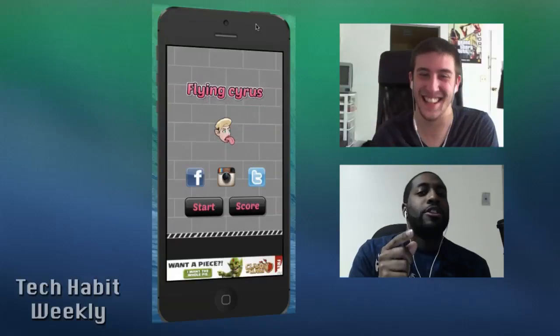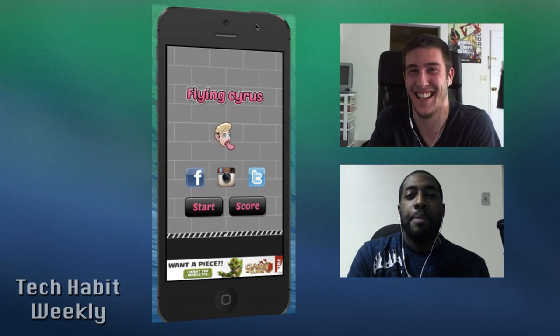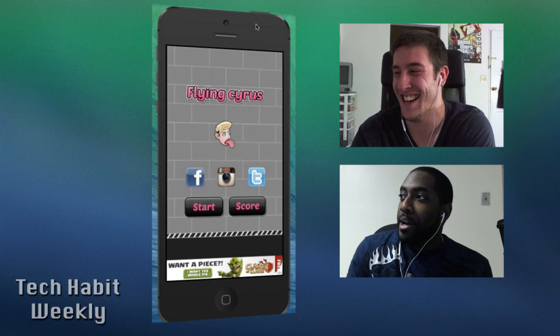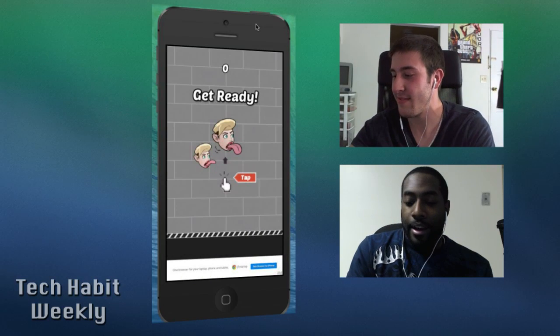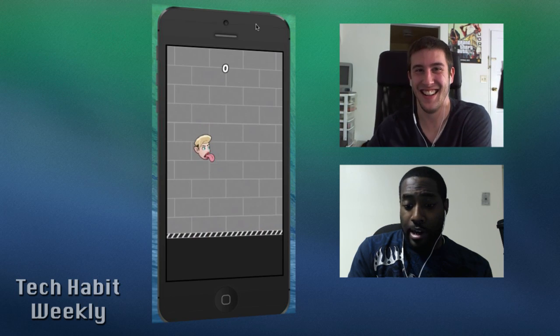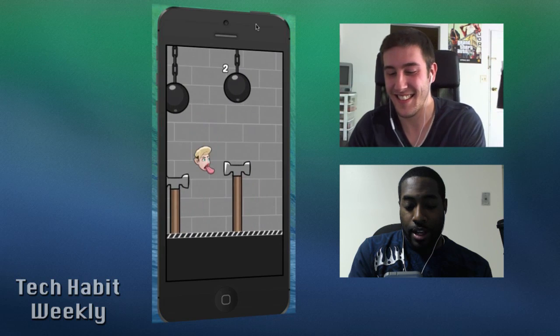Well, my tech treat, Bob, is actually going to be the Flying Cyrus Wrecking Ball app. You guys all knew it was coming. You guys probably saw it in the App Store and went, you've got to be kidding me. This thing's going to be in Tech Habit Weekly. And here it is. Basically, it's just like Flappy Bird, if people have been playing that. And basically, we've got Miley Cyrus and all her Miley Cyrus goodness doing her thing, and it's basically just like Flappy Bird.